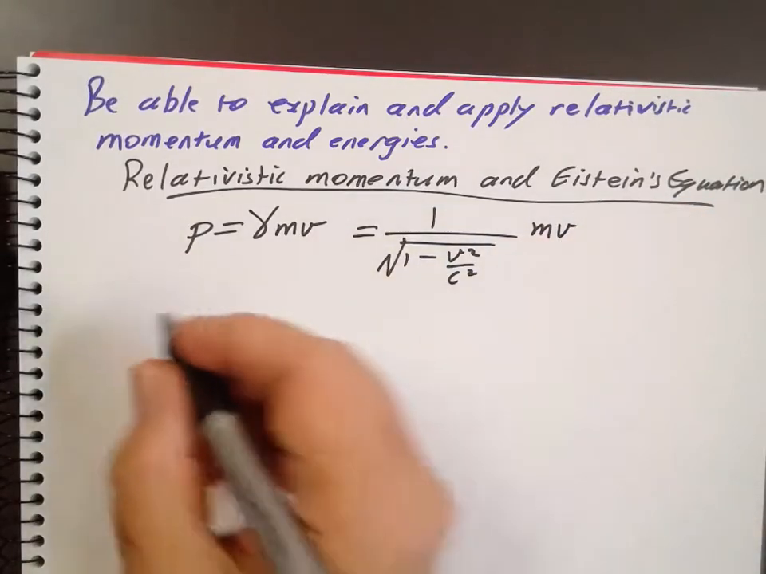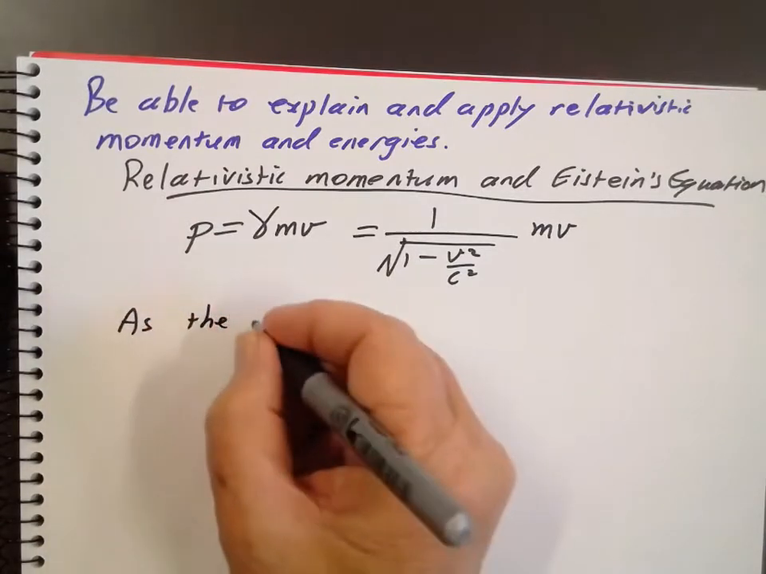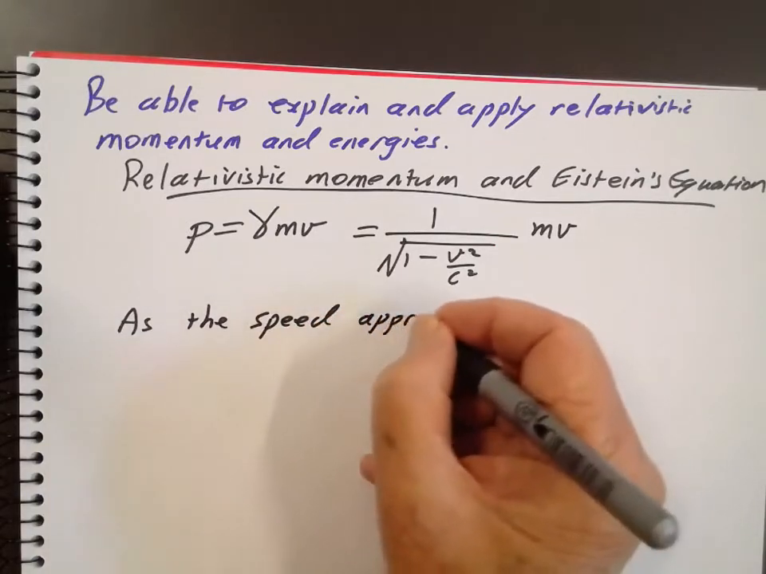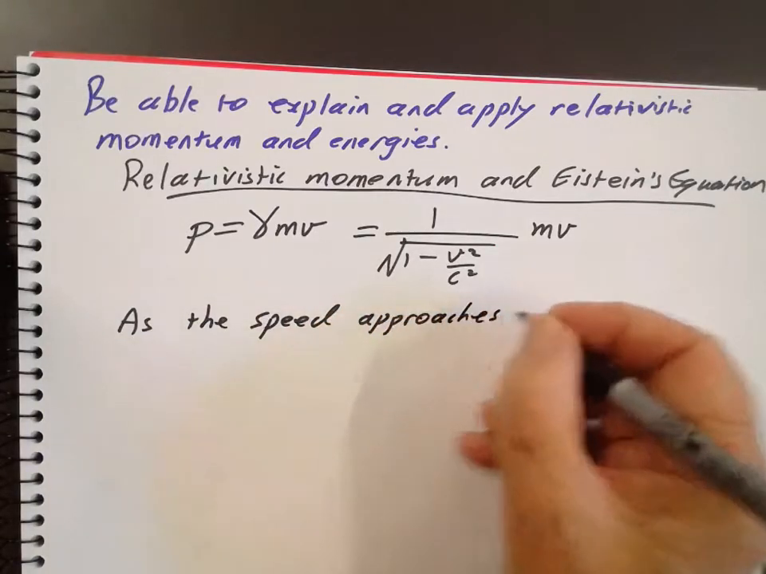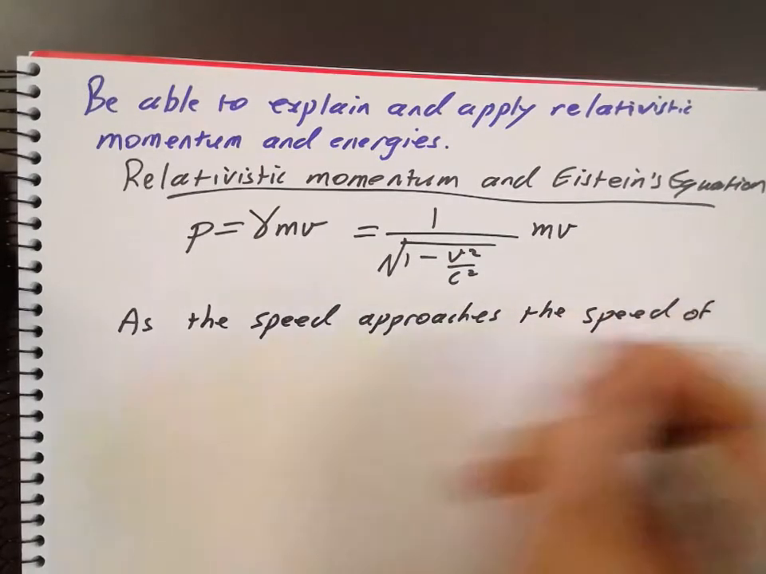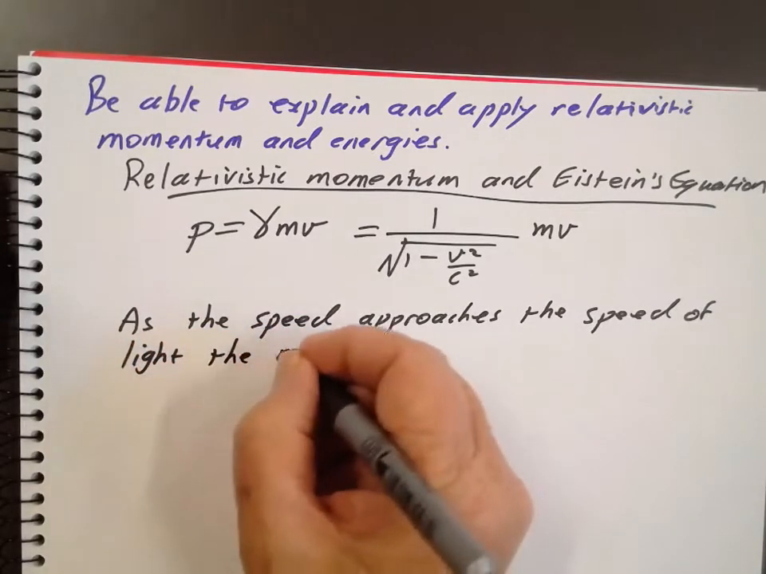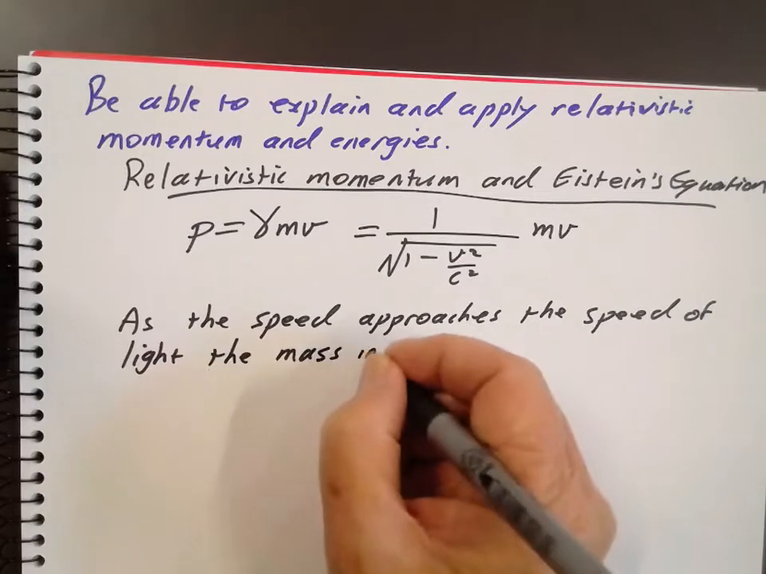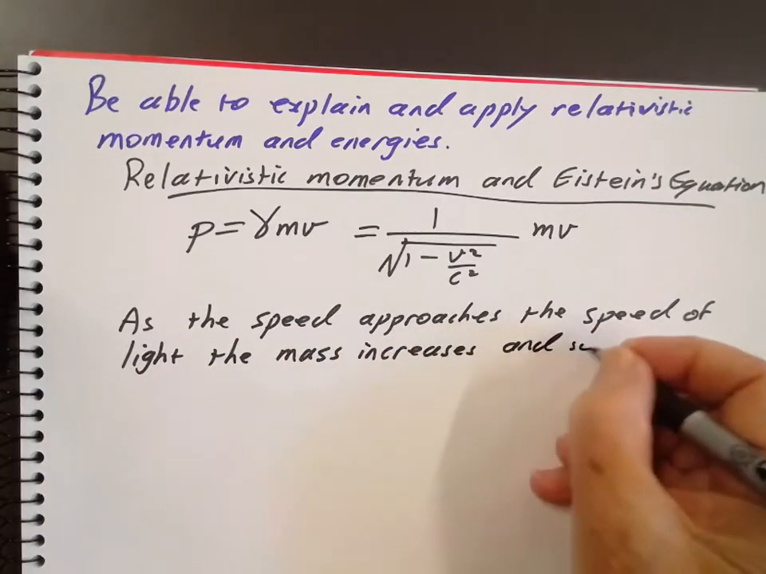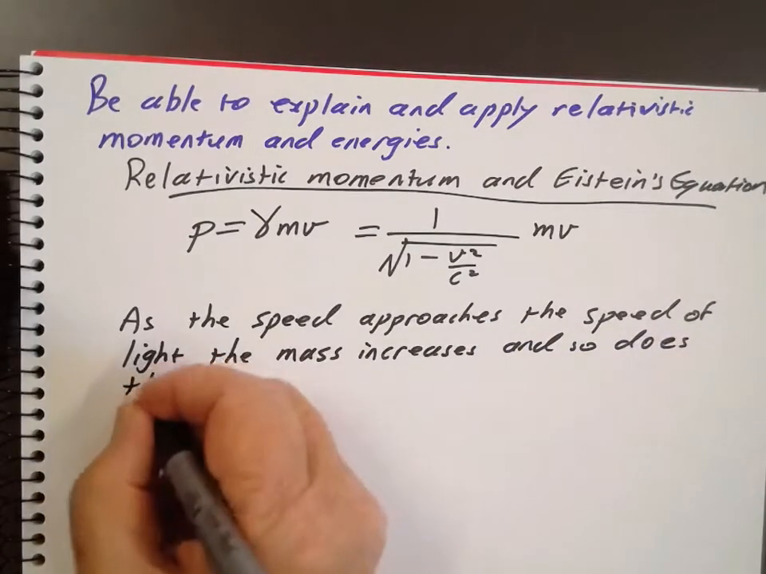So, as the speed approaches the speed of light, the mass of an object increases, and so does the momentum.